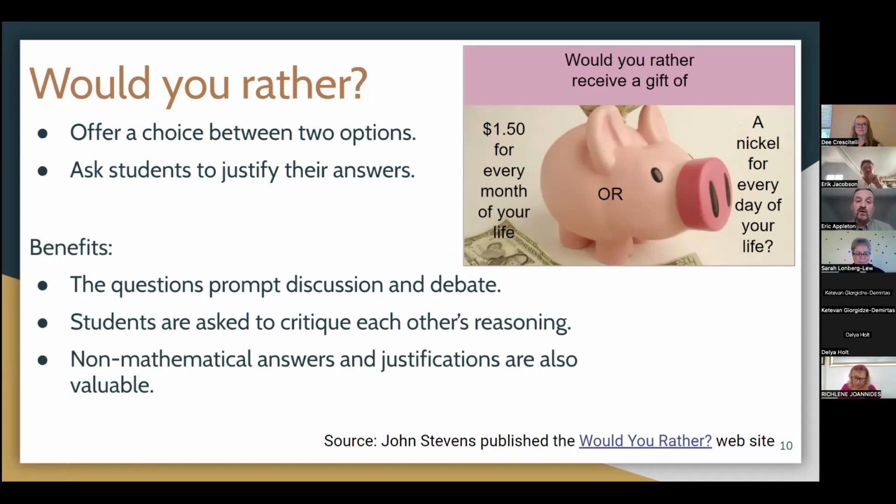This one here on the screen, the piggy bank, is: would you rather have $1.50 for every month of your life, or a nickel for every day of your life? So it's just a different situation. It's always two choices, and you have to choose one and then argue why you think that's correct. And I think we can move on, Dee.